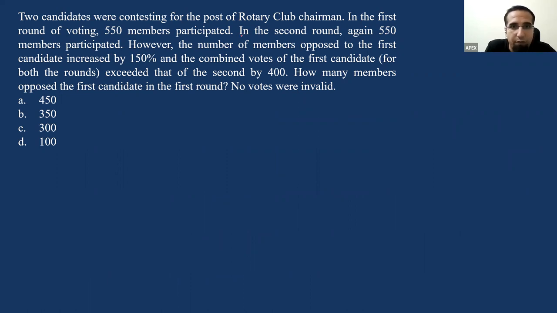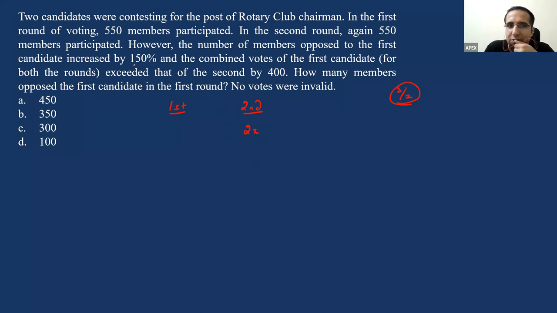In the first round of voting, 550 people participated, in the second round also 550 members. However, the number of members opposed to the first candidate increased by 150%. That's the first candidate and the second candidate. So the number of people opposing the first candidate is nothing but the number of people in favor of the second candidate. So let me assume, and 150% is 3 by 2, so let me assume that 2x people voted this guy in the first round.